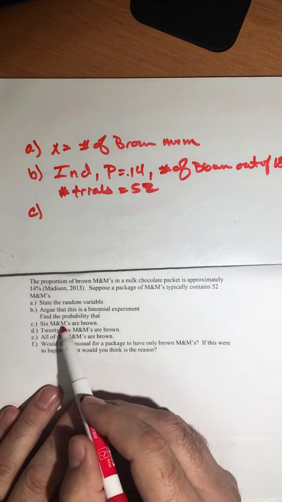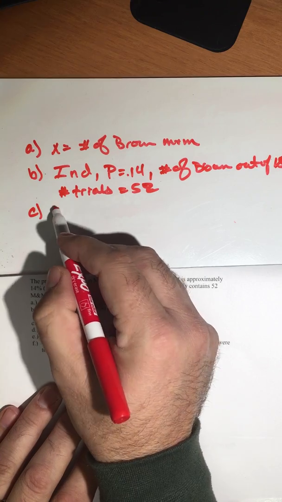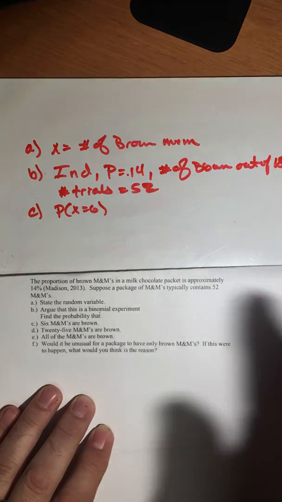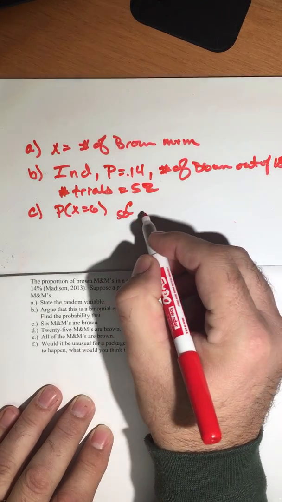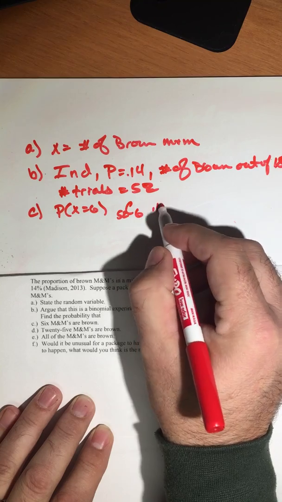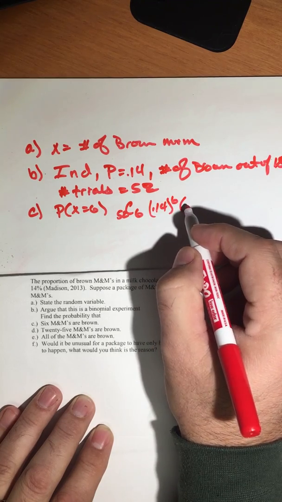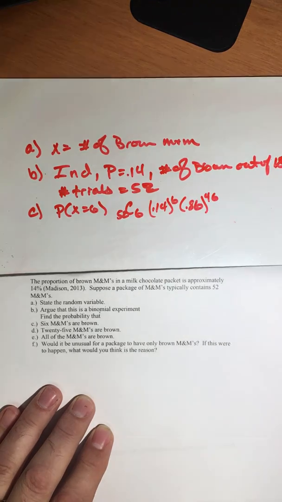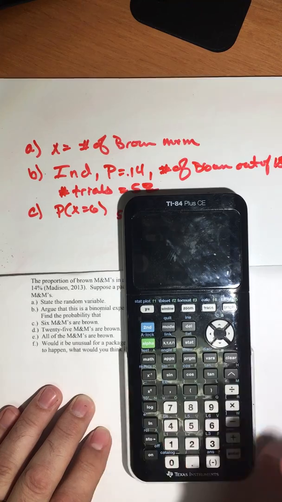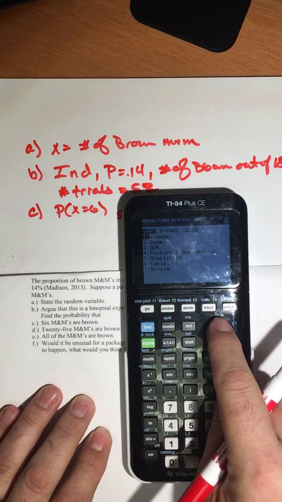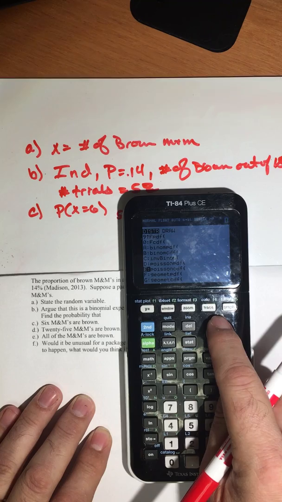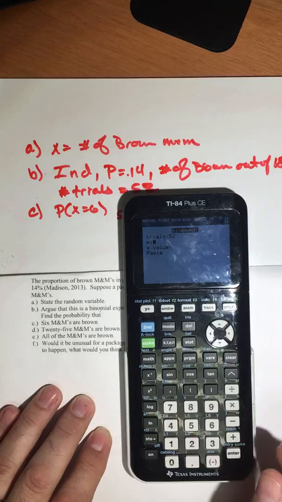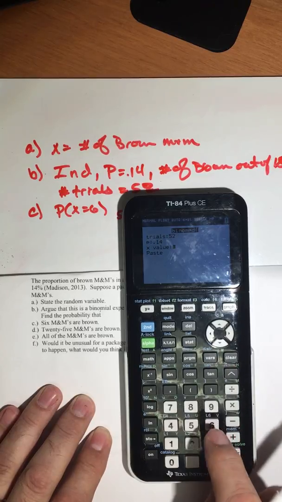C, find the probability that exactly 6 are brown. So we're going to do probability x equals 6. So again, we'll just use the calculator. I'll show you the formula. So it's going to be the combination of 52 things taken 6 at a time times 0.14 raised to the 6 times 0.86 raised to the 46th. So we could type that in, but we'll just do the binomial. So we'll go distribution, binomial PDF. And there's 52 trials. The probability was 0.14. The x value was 6.